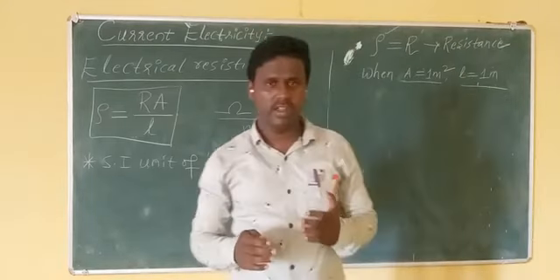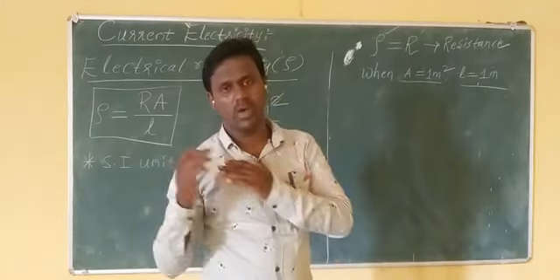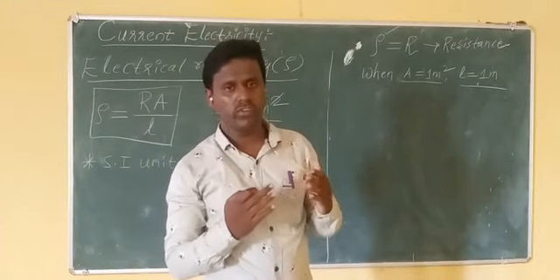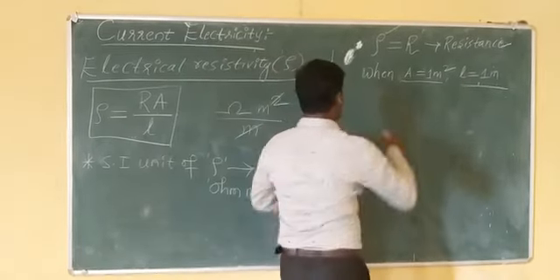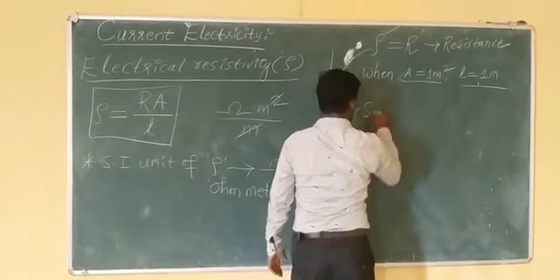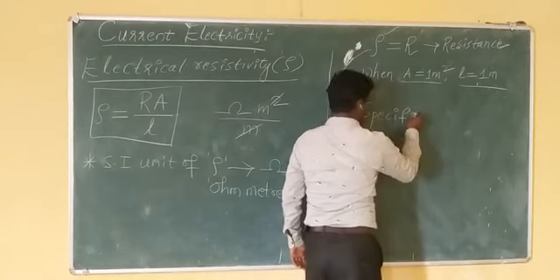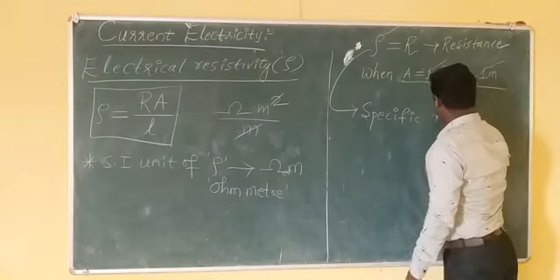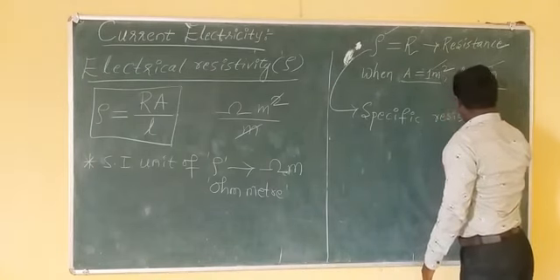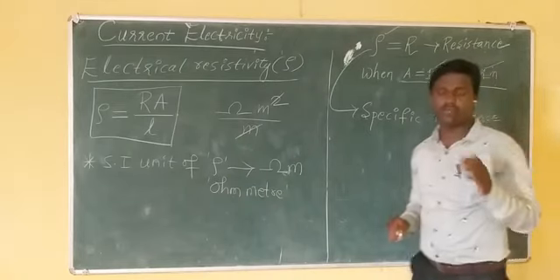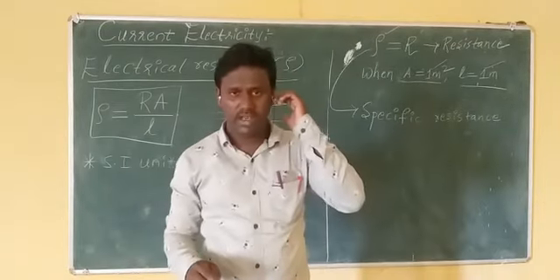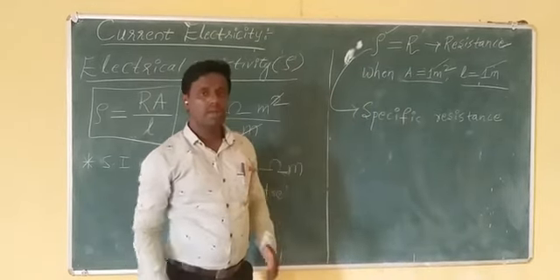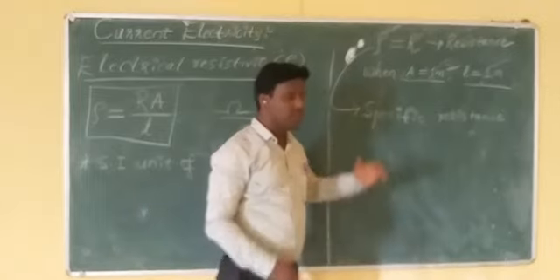So for this reason, when a wire has 1 meter square area and 1 meter length, the resistance of that wire is what we call resistivity. For this reason it is also called specific resistance. Specific means specific to 1 meter square and 1 meter: specific resistance. Resistance and resistivity are different. Resistivity is rho, resistance is R, but another name for resistivity is specific resistance.